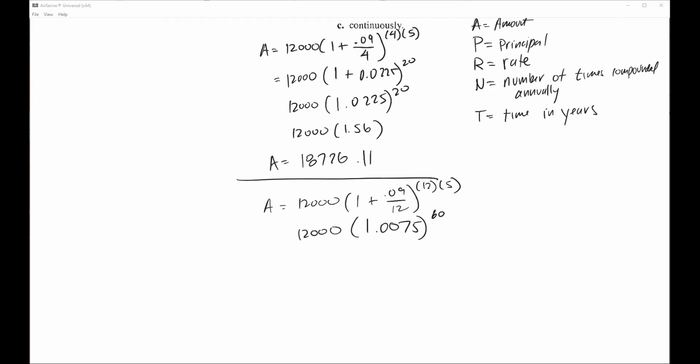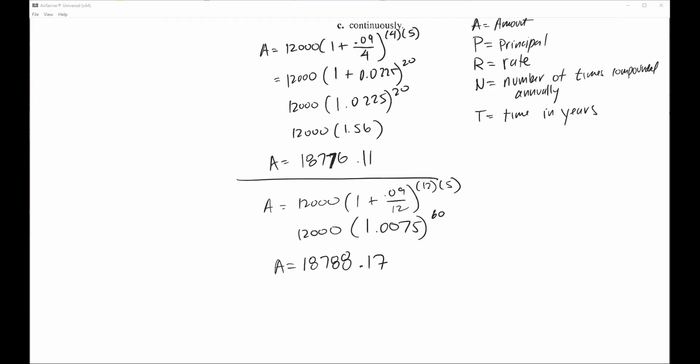That is 1.56, very similar to what you did before. And then multiply that by 12,000. Getting slightly more. A is equal to $18,788. So you're getting what? Like 12 bucks more, right? It was 18,776 here, right? But even if you get 26, it's not that much more, it's not that much of a difference.